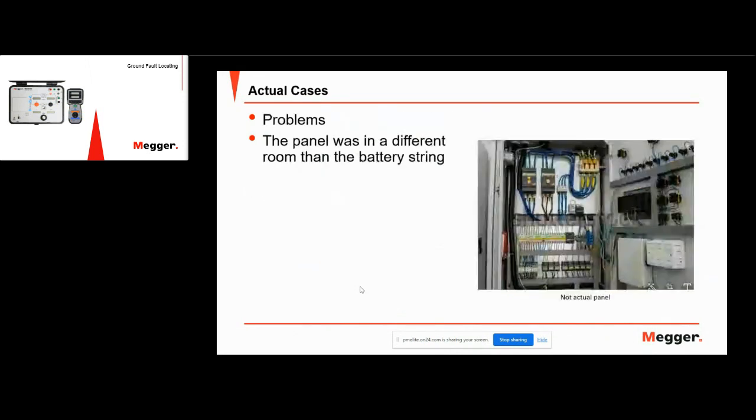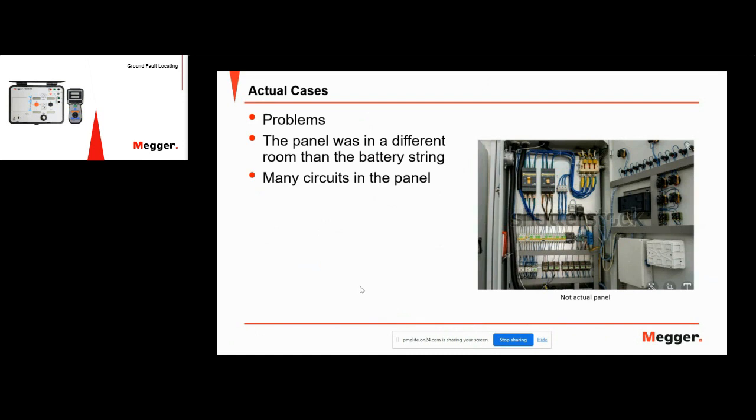And the main issue they were having was that the panel was in a different room than the battery string. It was actually quite a distance away. So they had a very, very large panel that had probably over 100 circuits in it. And each circuit was drawing a small amount of current. So there was no way for them to really determine which circuit had the real fault.